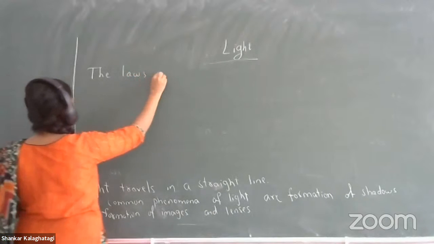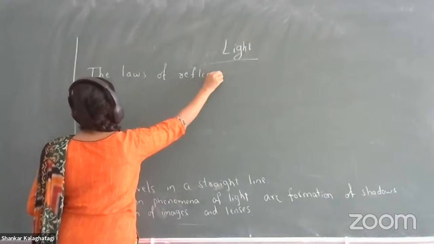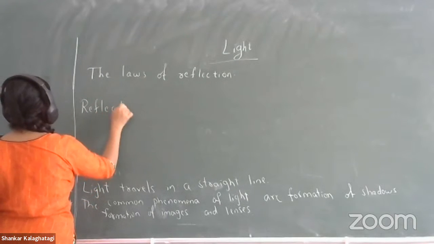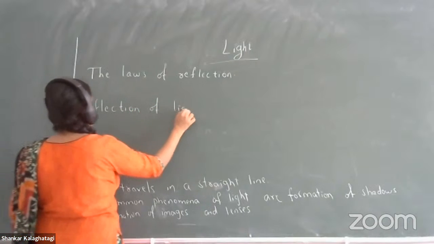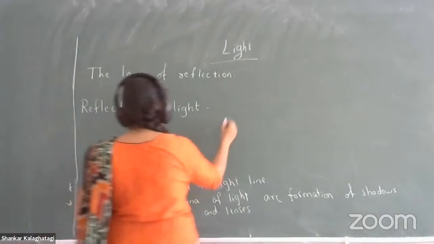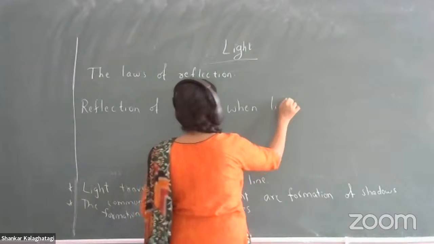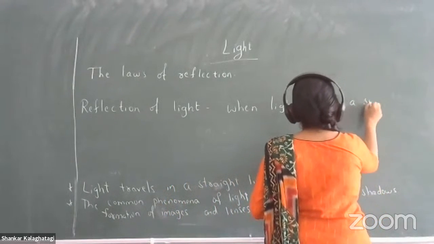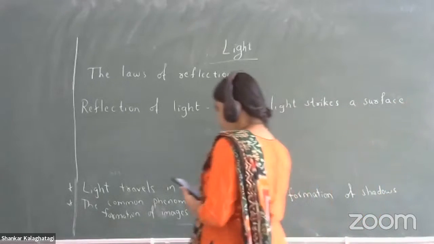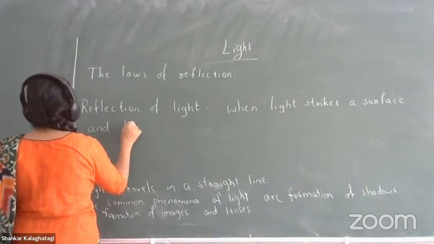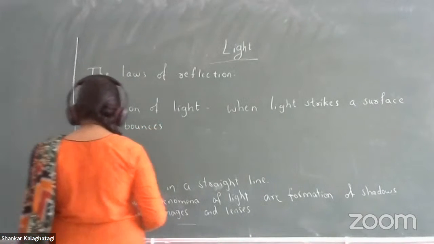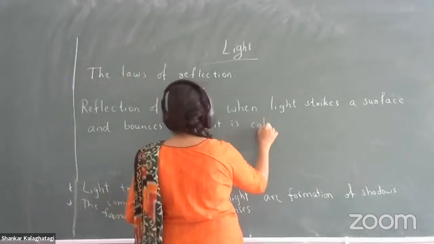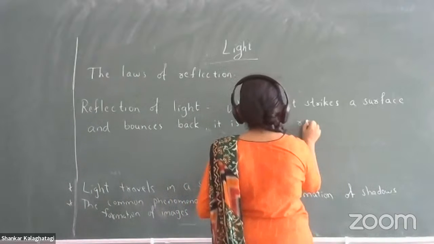Laws of reflection. Reflection of light. When light strikes a surface and bounces back, it is called reflection.